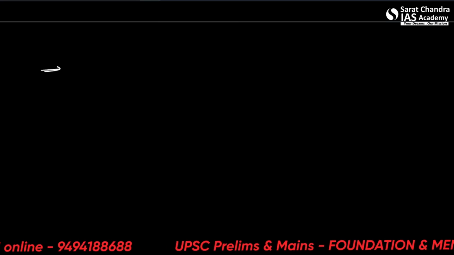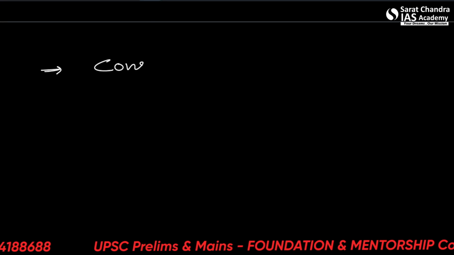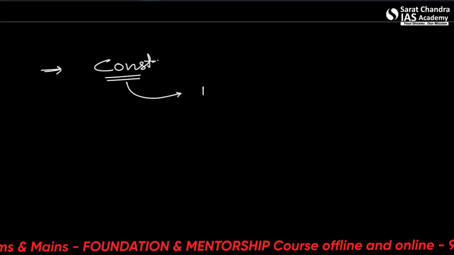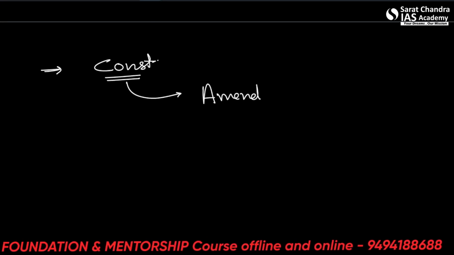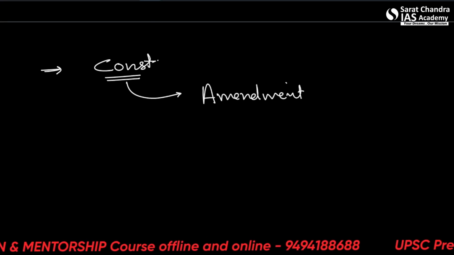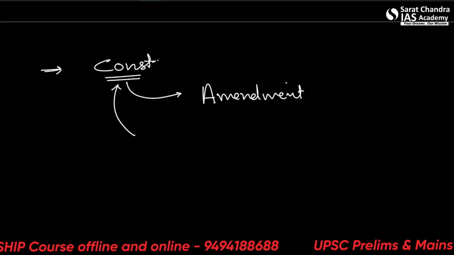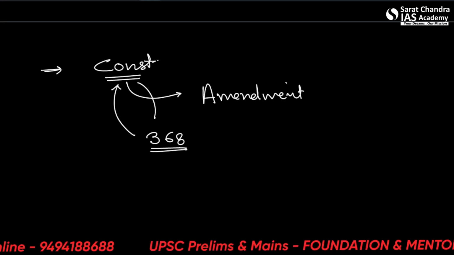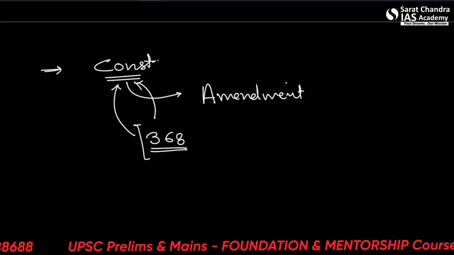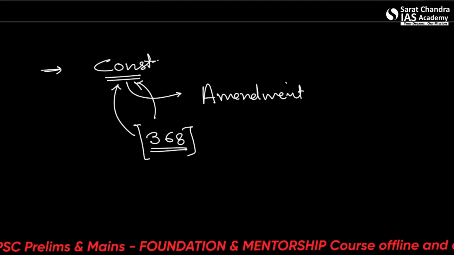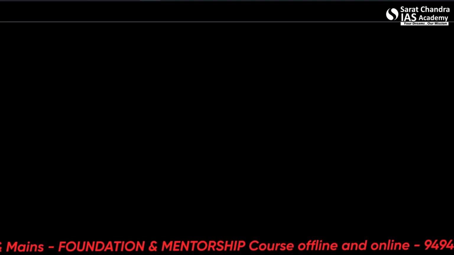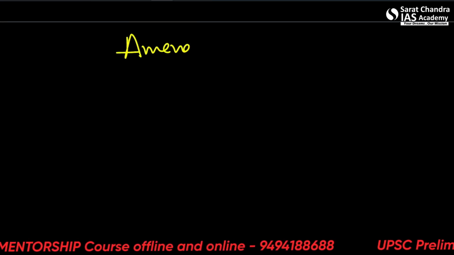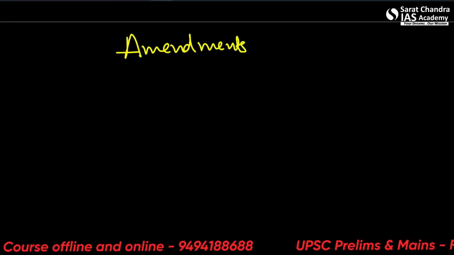So whenever we change something in the constitution, it is called a constitutional amendment. So there's an article in the constitution itself, article 368, which tells how the constitution can be amended. It's a very special feature. Alright, so let's talk about this now. This is the main point of our video for today. Constitutional amendments.